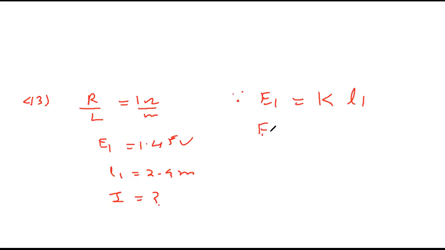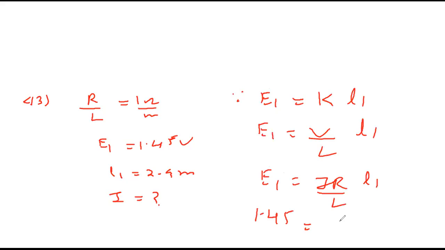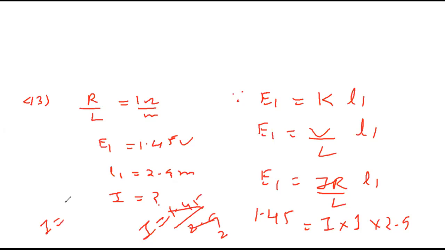So this is nothing but V by L into L1. V means I here. Now I know everything except that current I. E1 is 1.45, R by L is 1, length is 2.9. So I is 1.45 upon 2.9. 1.45 doubled is 2.9, so I is half, which is 0.5 ampere. The only important thing is identifying E1 and E carefully. Solve fully.